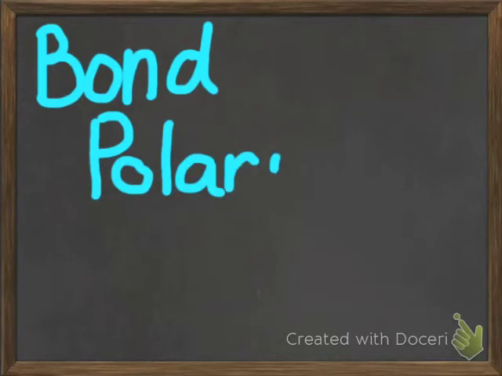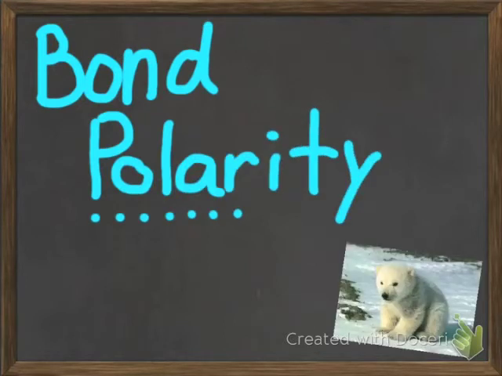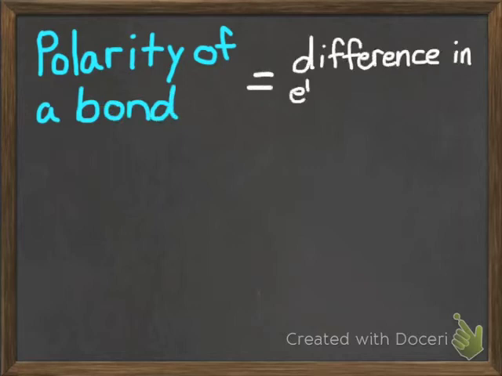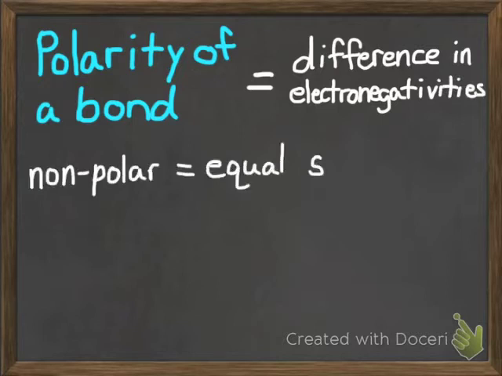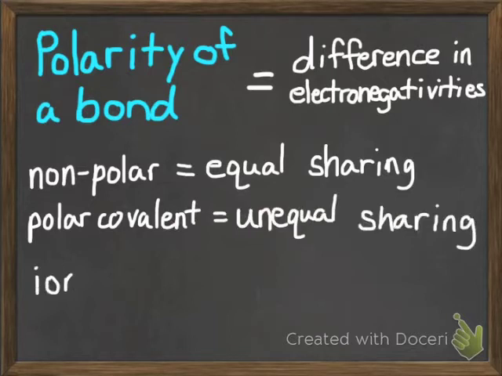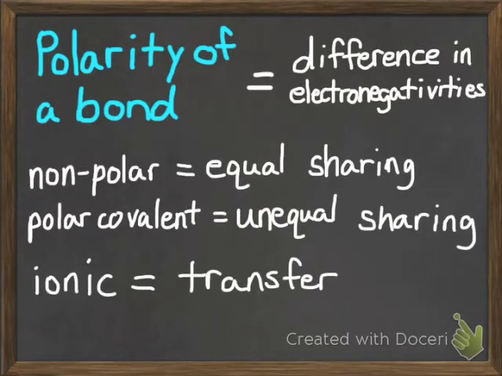So let's take a look at how we can determine bond polarity. Polarity of a bond is determined by finding the difference between the electronegativities of the atoms involved. If there's a very small difference between those atoms, then we would call that a nonpolar bond. And that's when those atoms are equally sharing electrons.